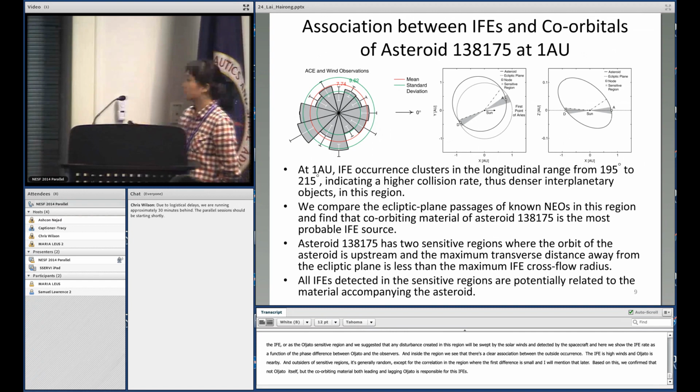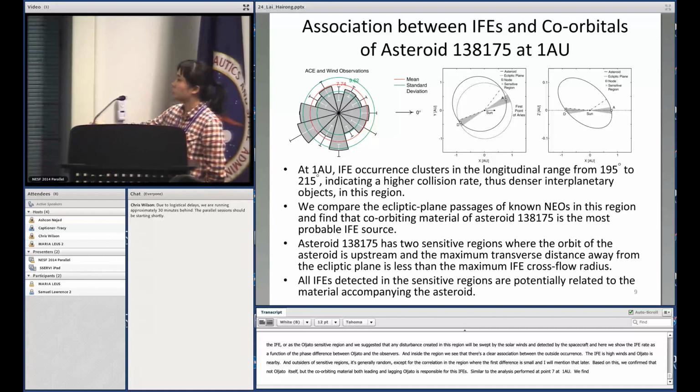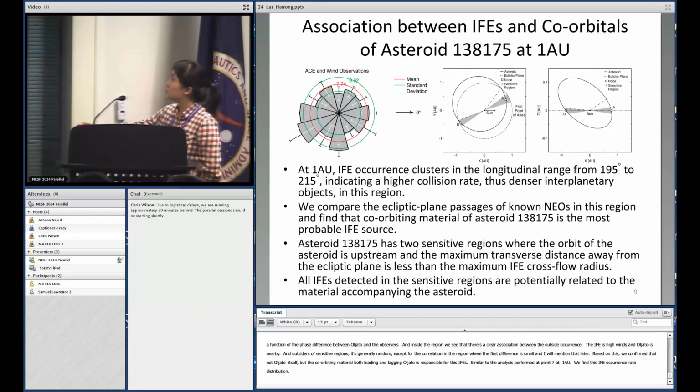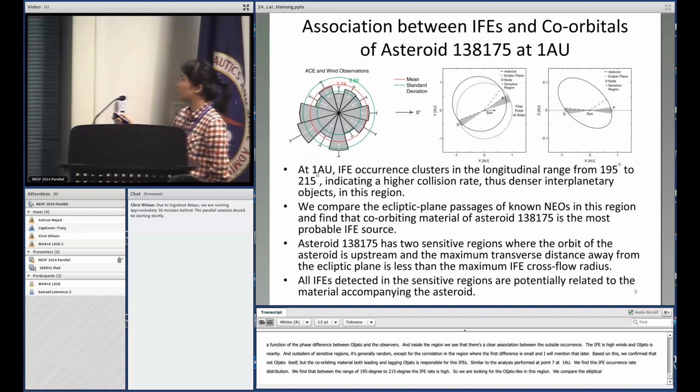Similar to the analysis performed at 0.72 AU, we survey the ACE and the Wind data at 1 AU and find this FE occurrence rate distribution. And we find that between the range from 195 degrees to 215 degrees, the FE rate is high. So we are looking for the Oljato-like source in this region. We compare the ecliptic plane passages of known NEOs in this region and find that the co-orbiting material of asteroid 138175 is the most probable source.